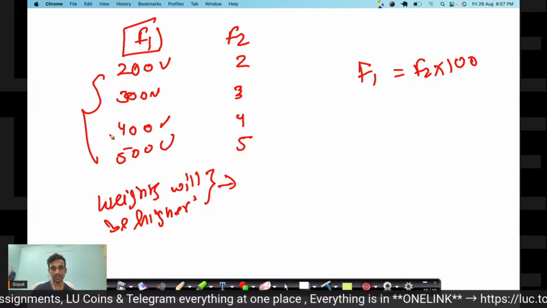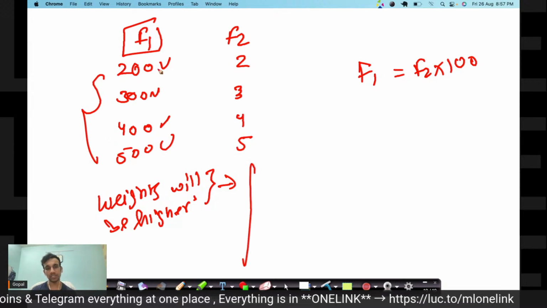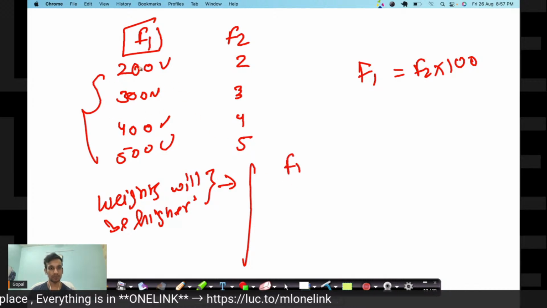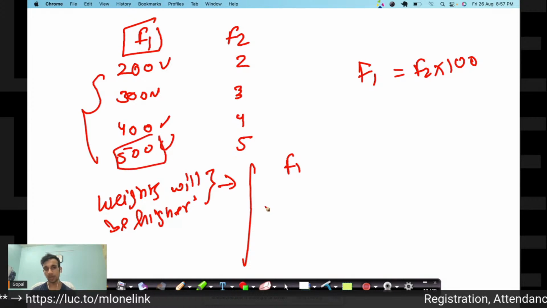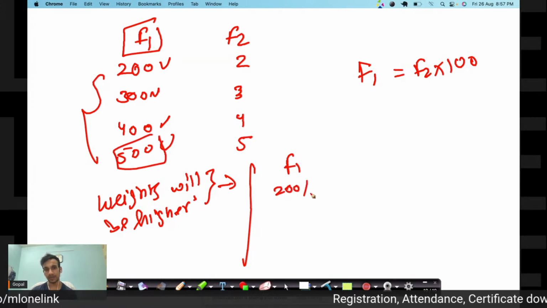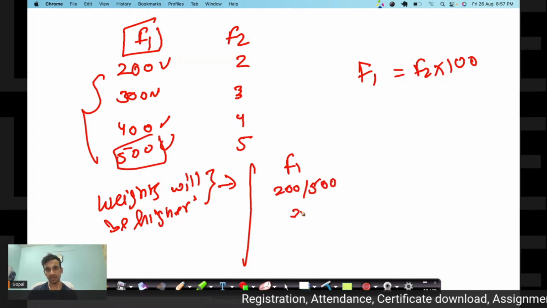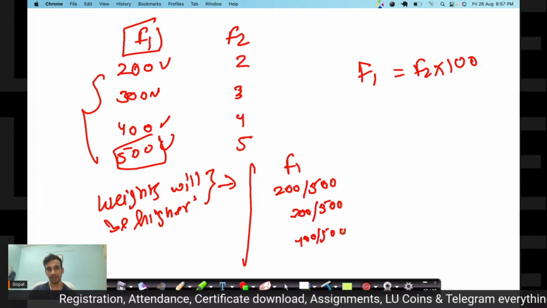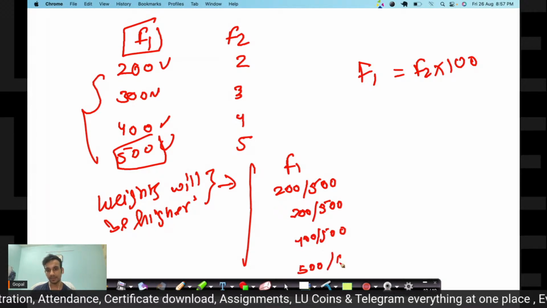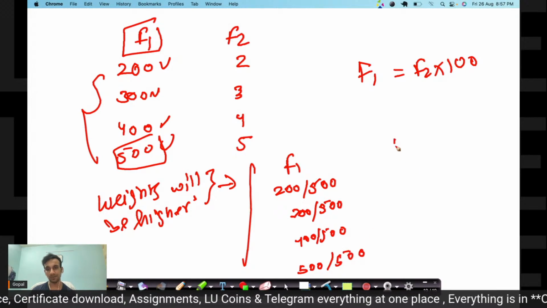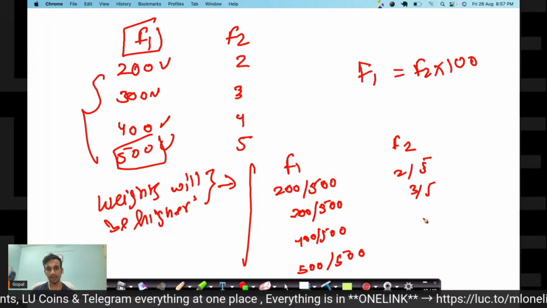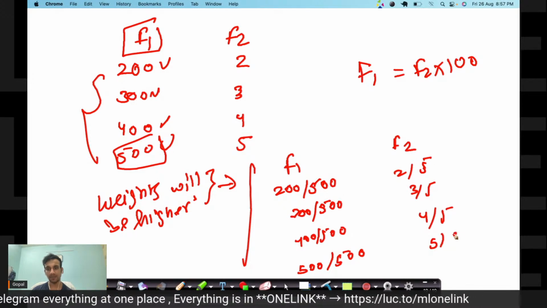So what if I divide this f1 by the maximum value in the f1 column? The maximum value from this f1 column is 500. So how can I do it? 200 divided by 500. Similarly, 300 divided by 500, 400 divided by 500, and 500 divided by 500. And I can do the same for f2 as well: 2 divided by 5, 3 divided by 5, 4 divided by 5, and 5 divided by 5.